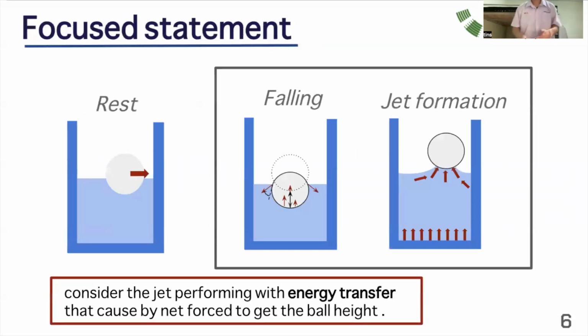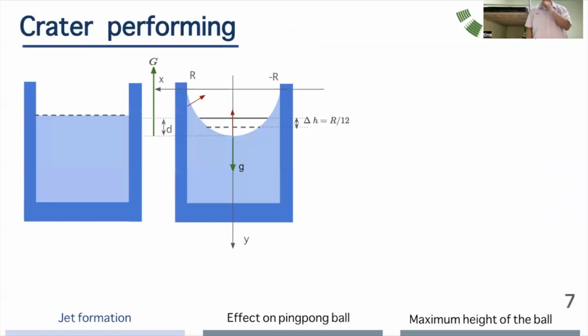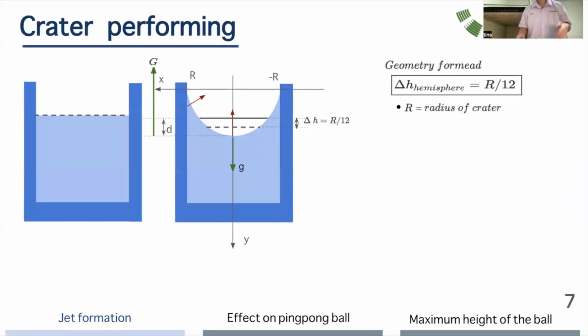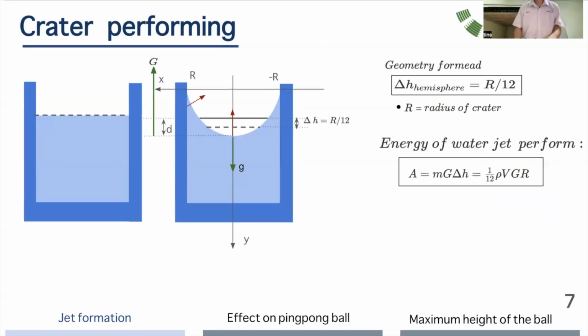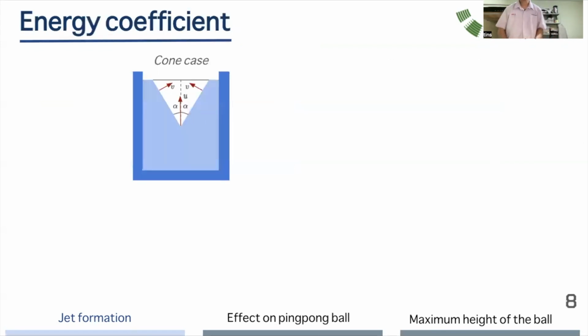We consider the water jet with energy transfer, and we investigate the parameters of flow in the cup. When the cup is dropped, the level of the water changes. We write this in geometric forms. We write the energy of the water jet in these equations, and then the volume change of displacement, and simplify the conservation of energy in these forms. We can define the initial velocity from this equation too.